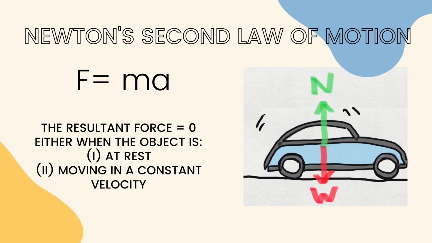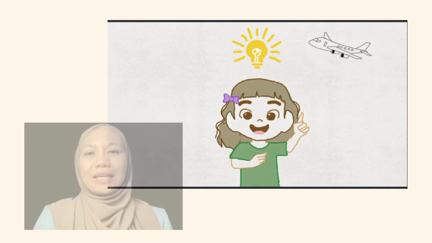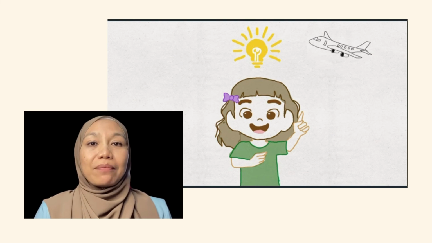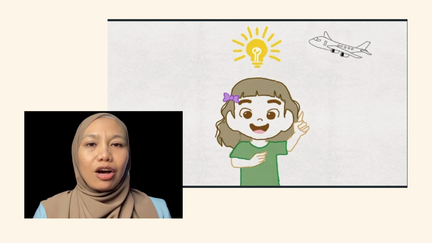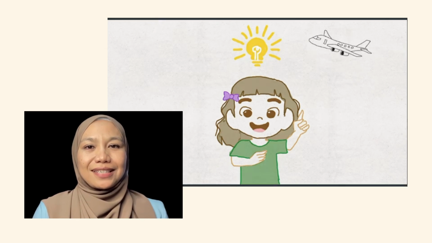Newton's second law of motion states that F equals ma. So when we substitute a, acceleration, to 0, when the object is at rest, or when the object is moving at a constant velocity, the resultant force will be 0. Aisha will help to explain more about Newton's second law in equilibrium of forces.